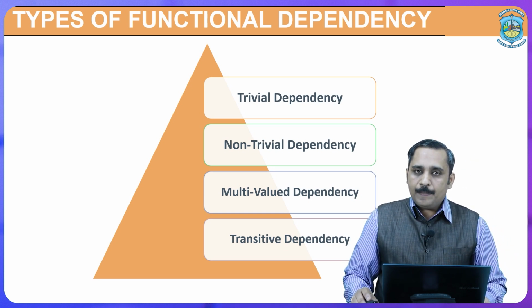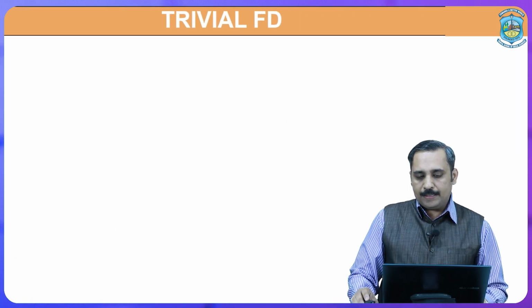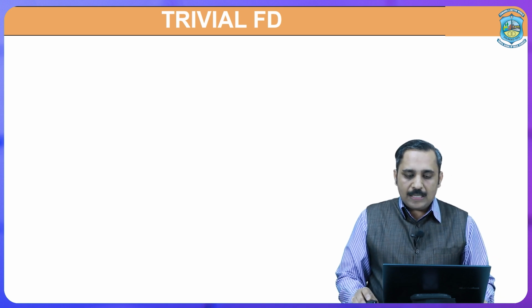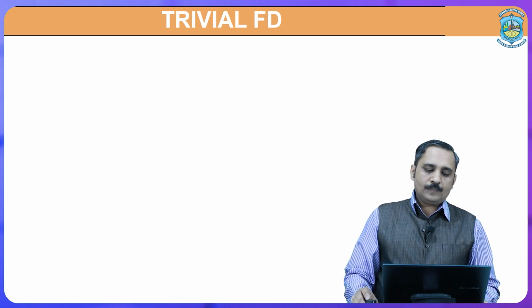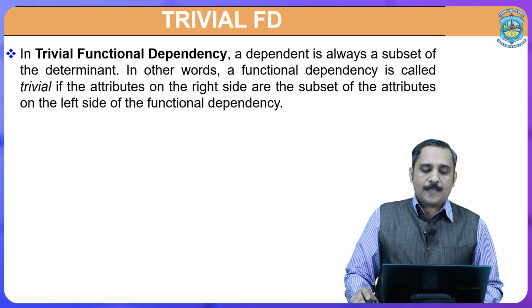First is called trivial dependency, then we have non-trivial dependency, then we have multivalued dependency, and we have the transitive dependency. Let us see them one by one. First we look at trivial dependency or trivial functional dependencies. In short, we can say functional dependencies as FD.